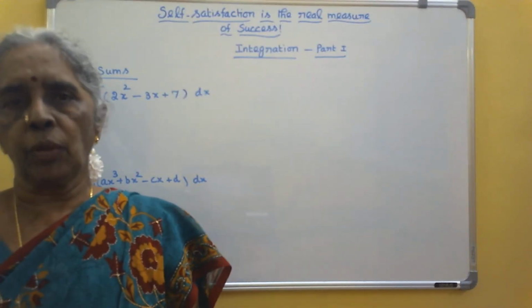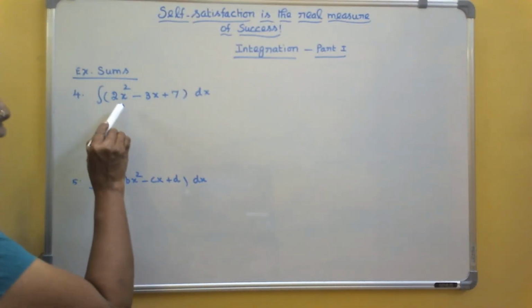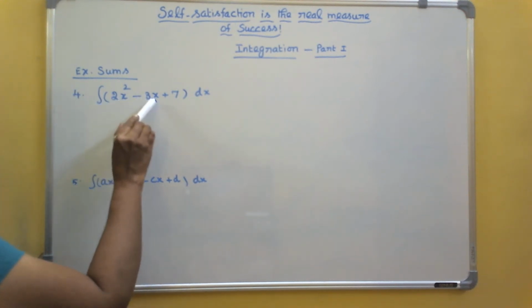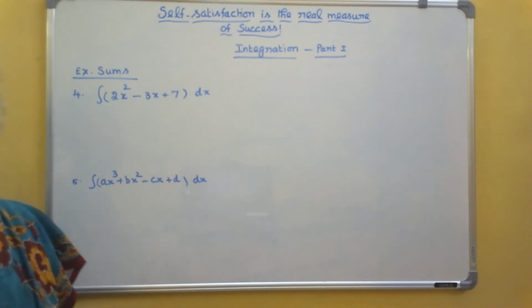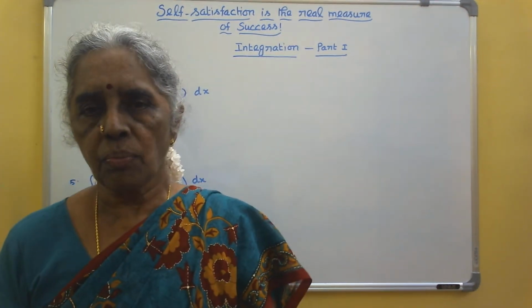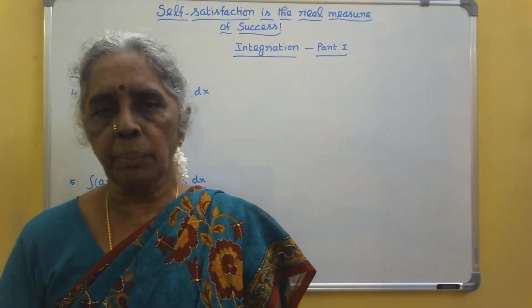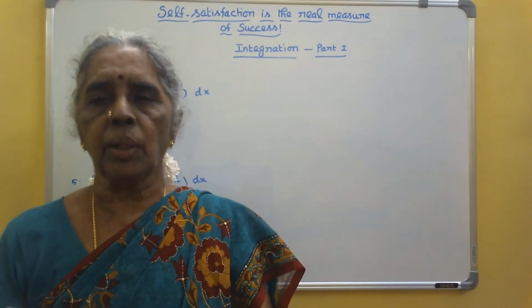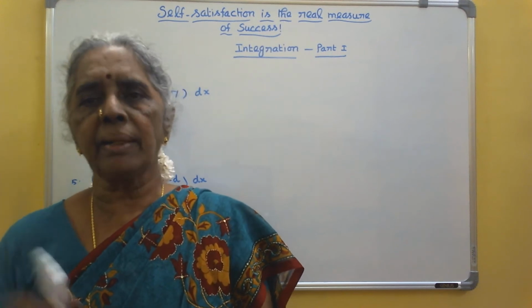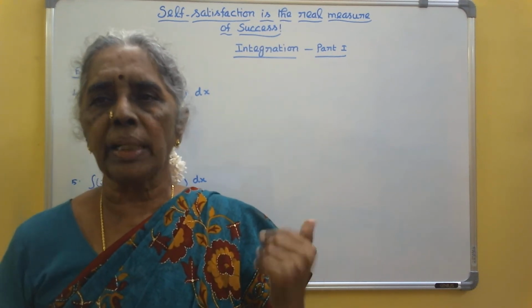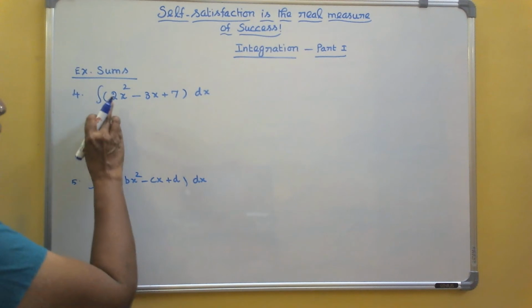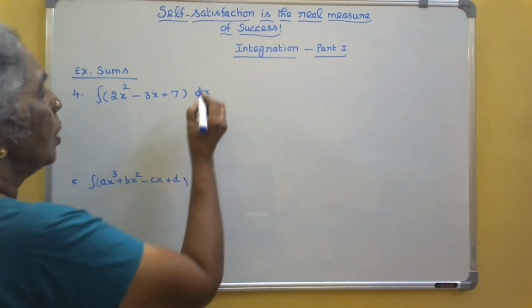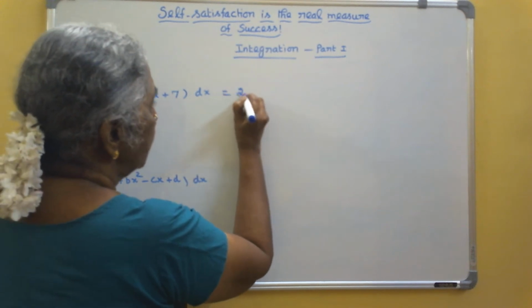Let us move on to the fourth sum. See here, I have now three terms. That is integral of 2x squared minus 3x plus 7. If you have three terms or four terms with a plus sign or minus sign in between, that doesn't matter. Actually, you can integrate them term by term, or you can write them as separate integrals and do it, but actually there is no need for that. Now here this 2, you need not do anything, it is just multiplying. So, you can write that 2 as it is.